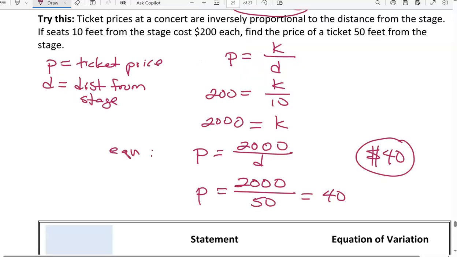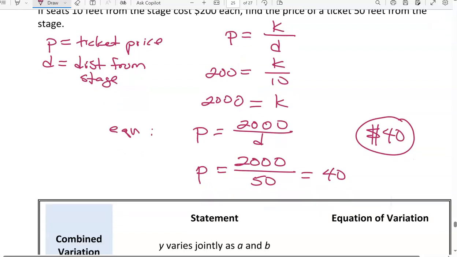Here's my solution. I let P equal the price of the ticket and D be the distance from the stage. This time we have an inverse proportion, so P is equal to K divided by D, and we can insert the information that a distance of 10 feet from the stage gives you a price of 200. Multiplying by 10, we get a K value of 2,000, and then we can rewrite our equation of variation, input the distance of 50 feet, and do the division to find $40 as the price of the ticket.